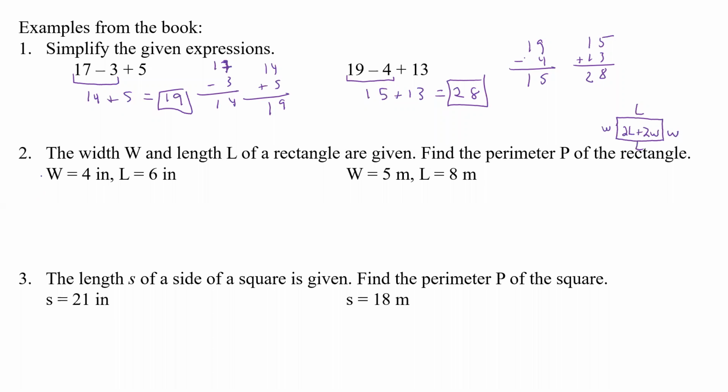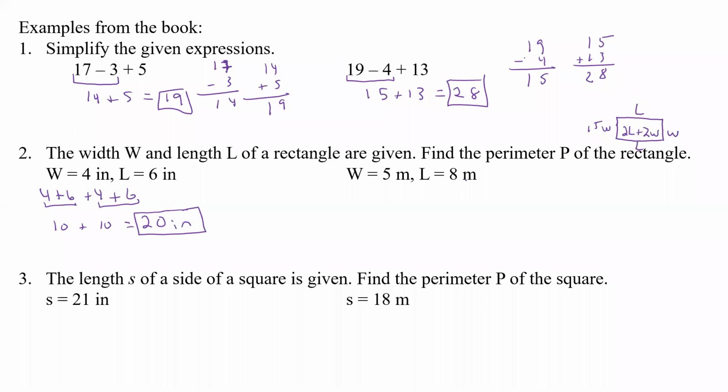Depending on how we wanted to look at this, this would be 4 plus 6 plus 4 plus 6. So if we start here, this is going to be our first one: 4 plus 6 plus 4 plus 6. That's what we would have. And to simplify, those two are the same, so that's going to be 10 plus 10. That's going to give us 20. And again, remember your units, inches.